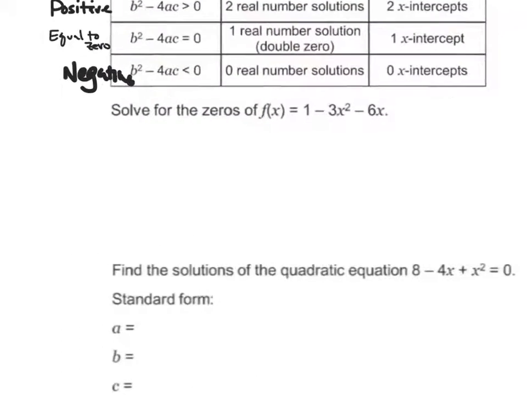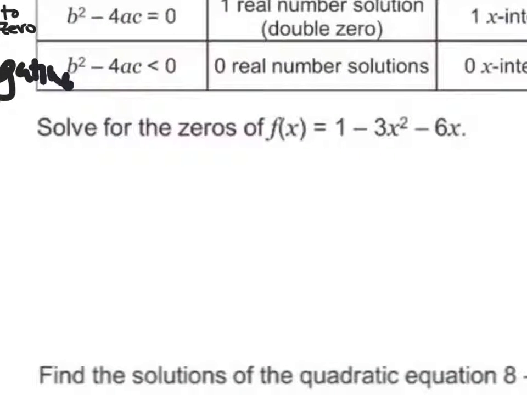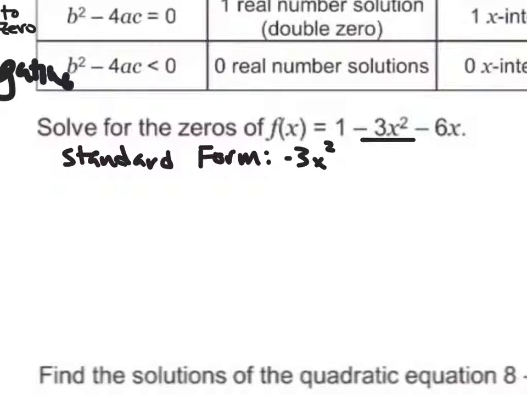All right, so let's do the next couple problems. Let's do at least this one. Solve for the zeros of this function. Now, the first thing I want to do is write this in standard form, because I don't like the way it's labeled right now. I want to make sure my x squared term is first. So I'm going to write out negative 3x squared minus 6x plus 1, and we also want to set this equal to 0, because what we're doing is solving for x when the y value is 0, seeing where it crosses the x-axis. So let's identify our a, b, and c values.